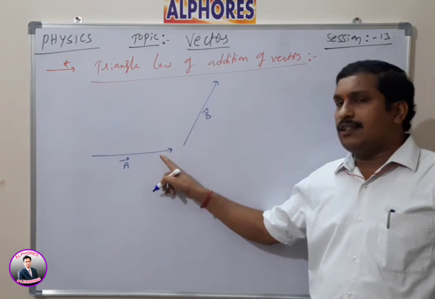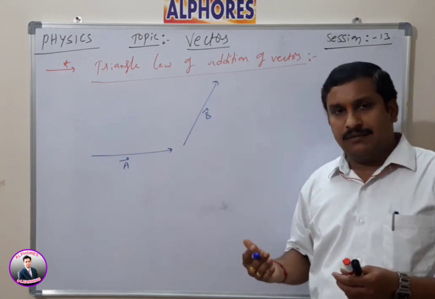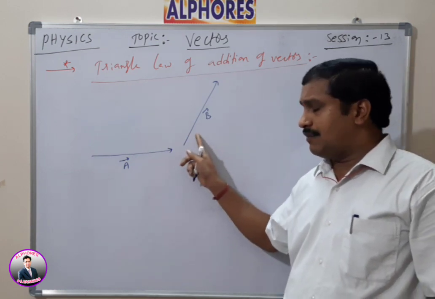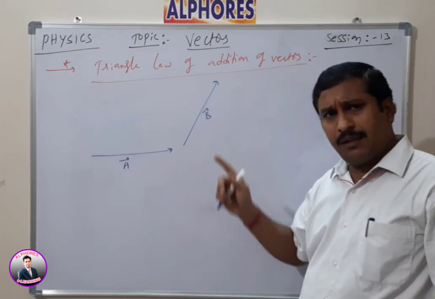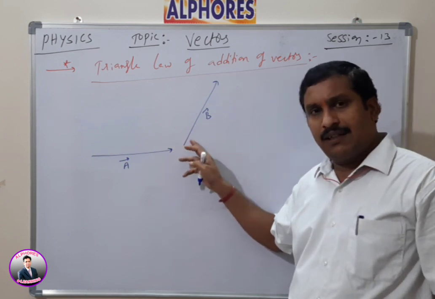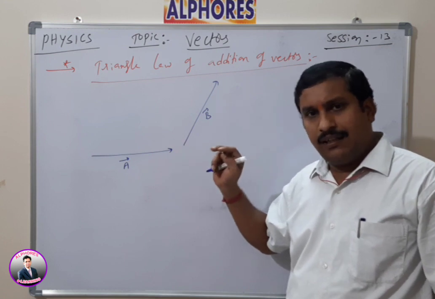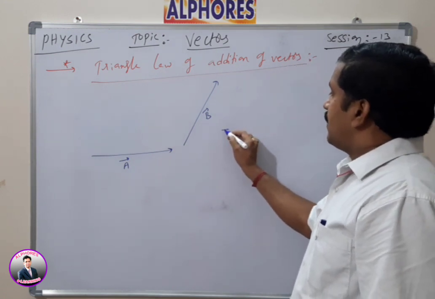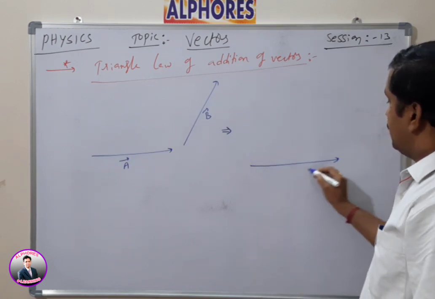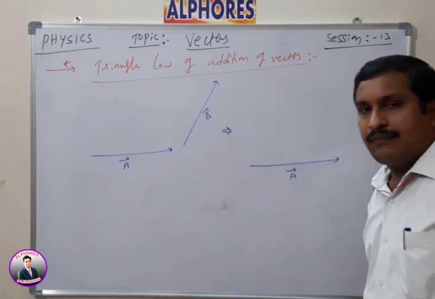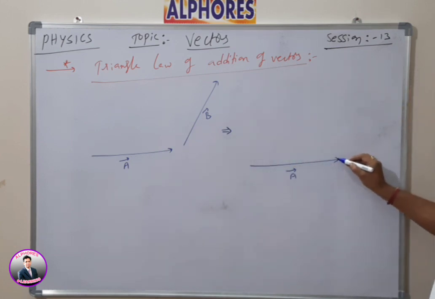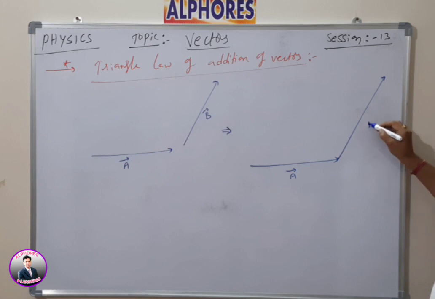Now, in order to add these two vectors there is a method. First we have to draw these two vectors by using a meter scale. The second point is the tail of the second vector is added to the head of the first vector. Now, after adding these two vectors, this is A bar. The tail of the second vector added to the head of the first vector means it becomes like this. So this is B bar.